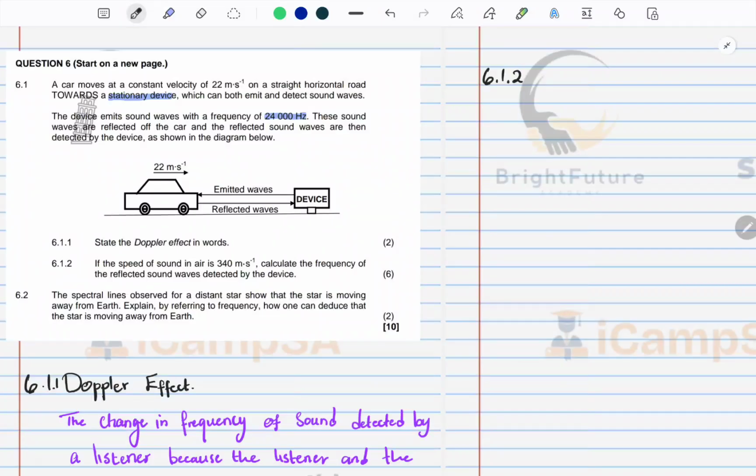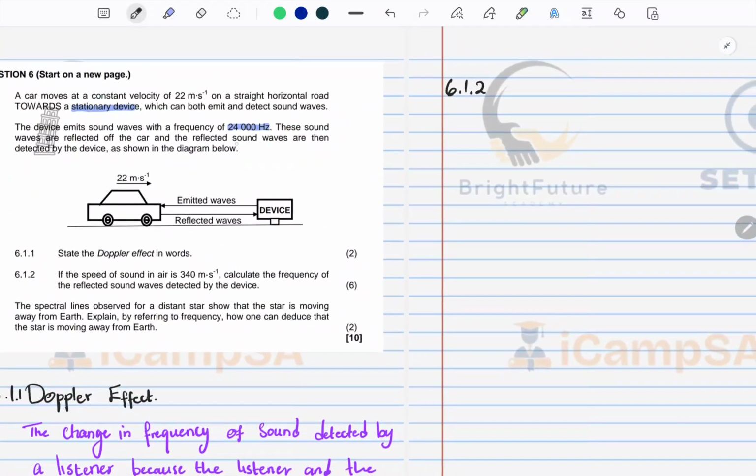We need to do this in two stages. First of all, we know that this device has emitted 24,000 hertz towards the car. So at first the source is this device here, and the car is going to be the listener. We need to know whatever frequency is received by the car, and then we're going to take that frequency. In the second stage, the car is going to be the source, and the device is going to be the listener that detects these reflected waves. But first, let's get the frequency that this car experiences.